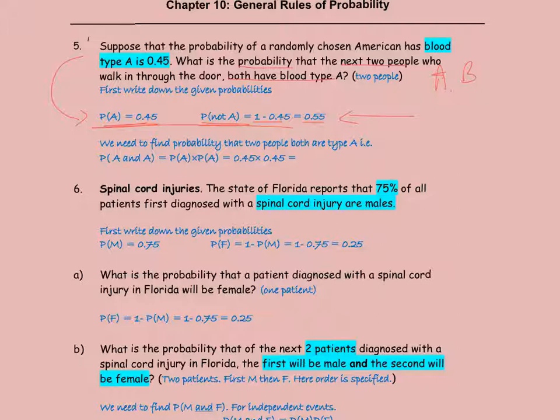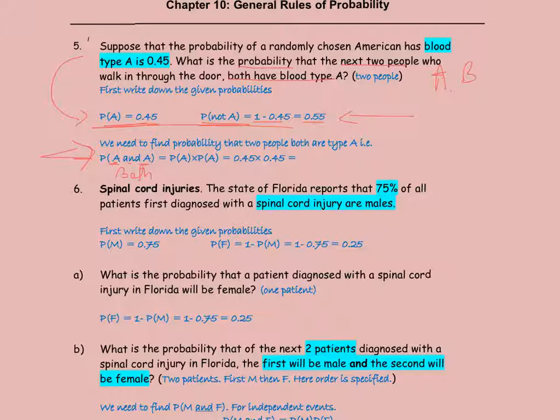So I'm going to write it down in a way that I clearly understand which formula to use for this particular event. So this is how I've written down the event. I want you to look at this. Probability of A, so the first person is A and the second person is A. And that's the same as saying both of the people are blood type A. So I'm writing it down this way so I can use the right formula.